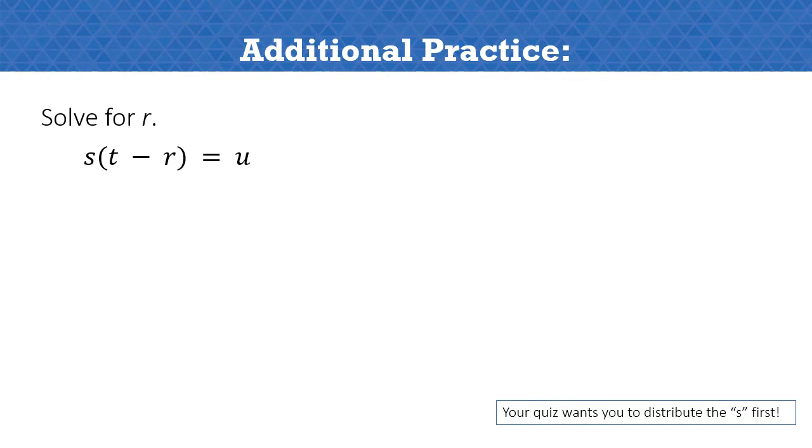So for this one, we want to solve for r. Our ultimate goal is to get the r by itself. And just like in that earlier one, your quiz wants you to distribute the s first. Distribute means to multiply. So we have s times t minus s times r is equal to u. Now we need to undo any addition or subtraction from here. So we're adding st to this negative sr. So we need to subtract this group of st.